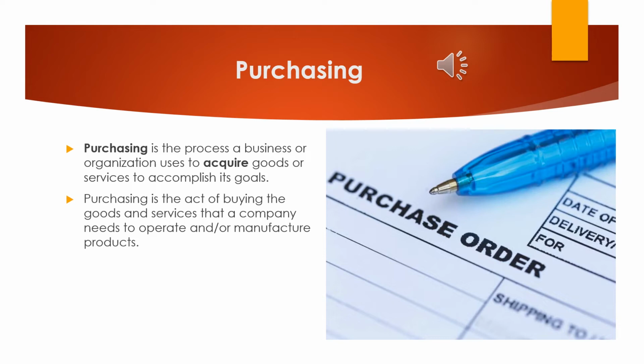After making a contract, the actual function starts, which is purchasing, the transferring of goods from your supplier to your company. So that's called purchasing. Purchasing is the process a business or an organization uses to acquire goods or services to accomplish its goals. So purchasing is the act of buying the goods and services that a company needs to operate and or manufacture the product.